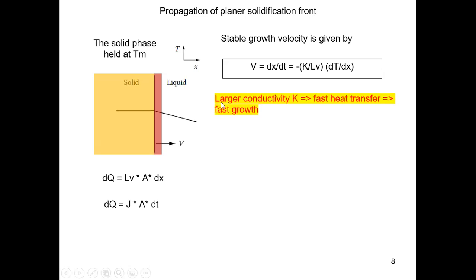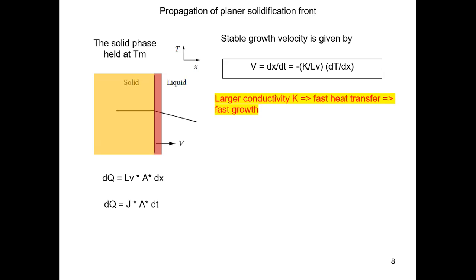So first, if we fix all the other factors but just increase the conductivity, okay, what do you see? You will see an increase of the velocity, right? This means that we increased the conductivity of the liquid, which means we changed the material, right? But suppose you can increase the conductivity of the liquid, this is going to induce a much faster growth of the solid. Does this make sense to everyone? Yeah, I think it makes sense, right?